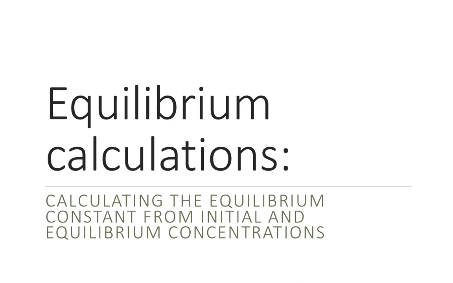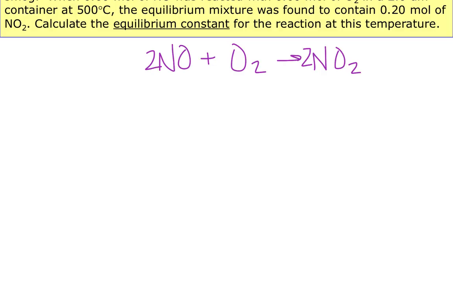Let's try another one, where again, we're not given all the equilibrium concentrations. We have to find some of them from the initial concentrations. In this problem, the first sentence allows us to form our balanced equation. The oxidation of NO to form NO2 means that NO is going to react with diatomic oxygen to form the nitrogen dioxide, and then we just have to balance that with a couple of 2's.